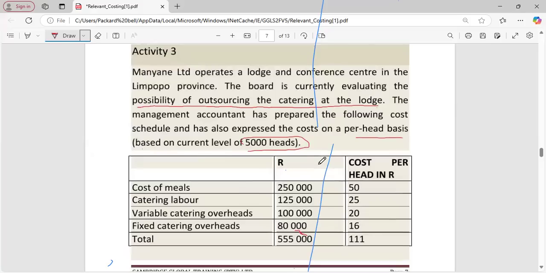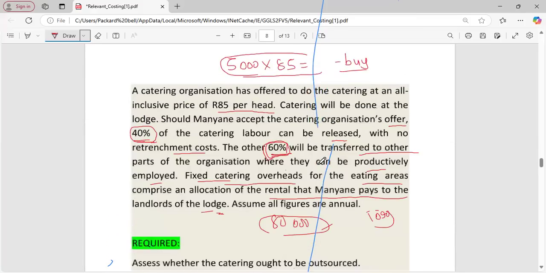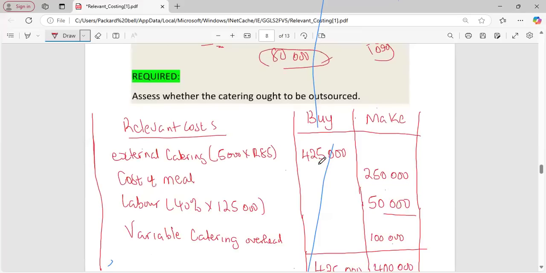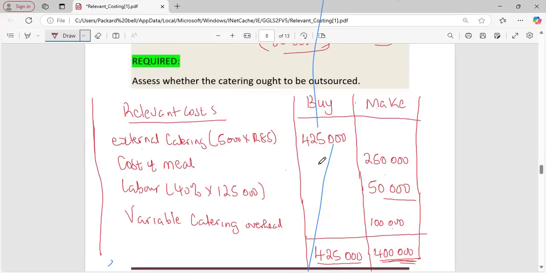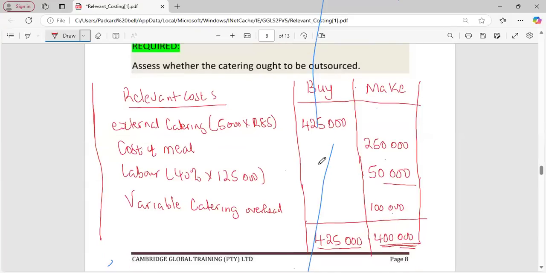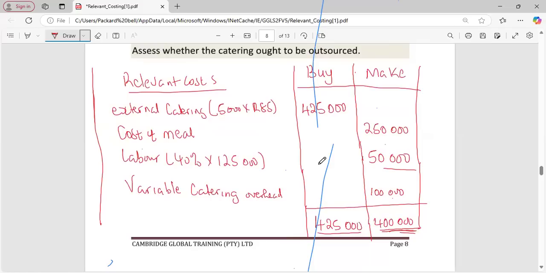Like most of the questions that I see in the exam, they require you to include everything like here. Like we were supposed to include that 60% labor, then we say irrelevant. Then we are supposed to include the catering overhead, then we say irrelevant, which means they will not affect our figures here because they are not relevant. So at the end of the day, you still come up with this figure.